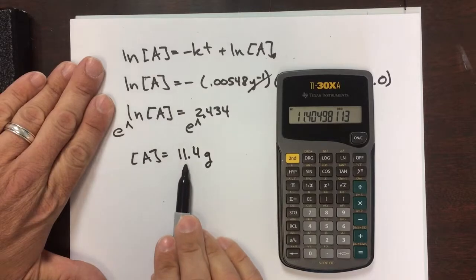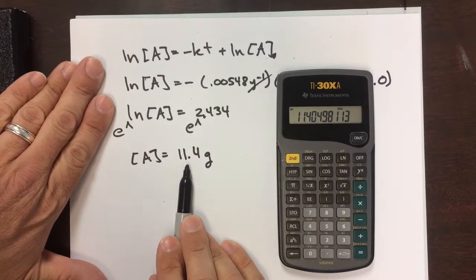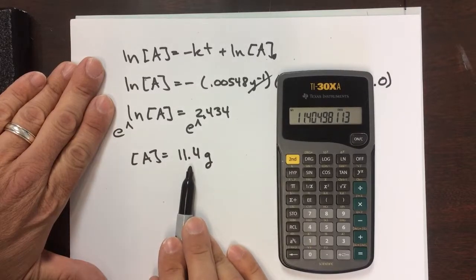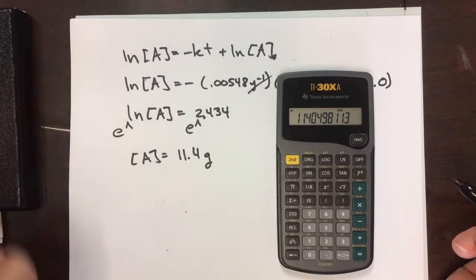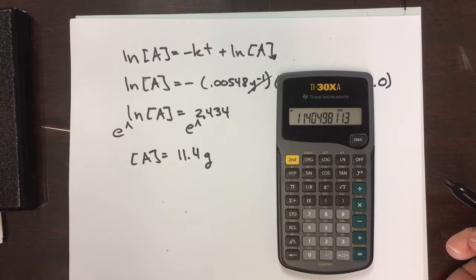Notice that this is less than we started with, which is what we expect. It's also less than what we had after 10 years back in Part A. So this is a pretty reasonable answer. Again, this is a walkthrough of a problem to give you an example of the math necessary for kinetics of nuclear reactions.